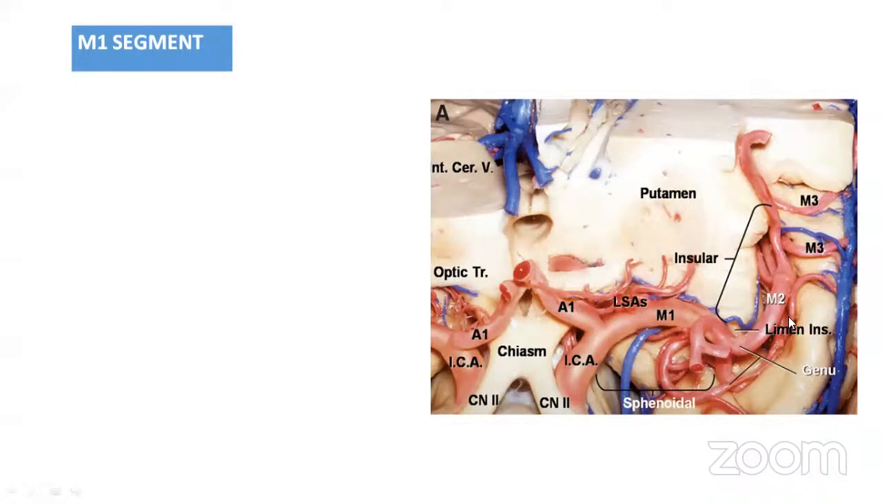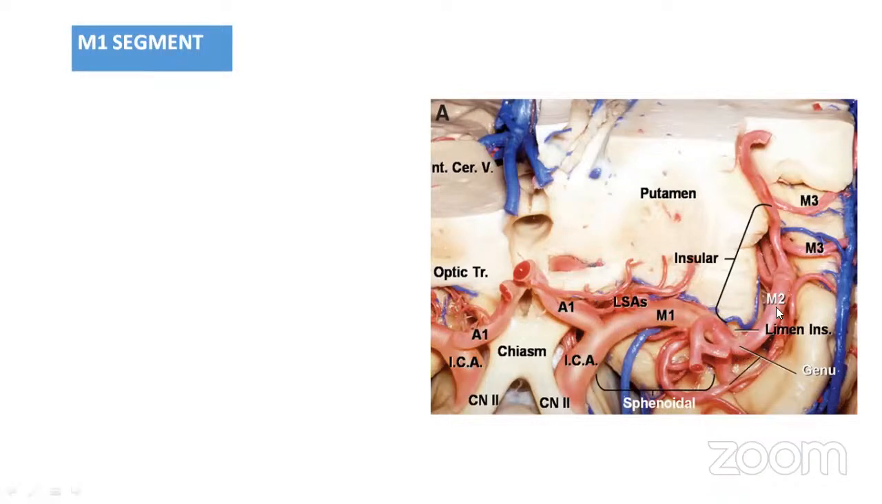Later on, the M2, which is related to your insular cortex. Here you could see that within the depths of the Sylvian fissure, this is the insula, and this M2 is related to your insula. So this is the insular or the M2 segment. Later on, at the level of the opercula it would convert into the M3 segment, and then it would be distributed towards the cortex as M4. The landmarks or the limits: M1 arises from the bifurcation at the level of the limen insulae or the genu.